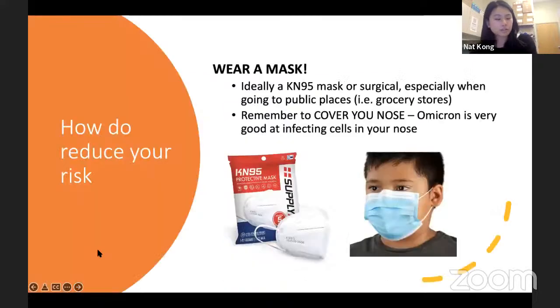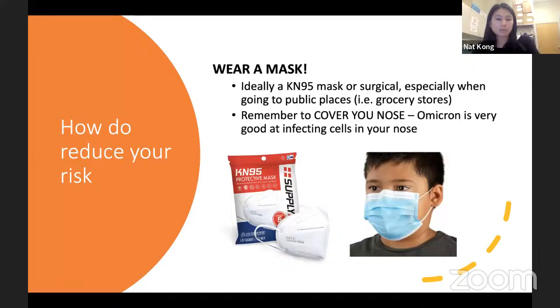How else can you reduce your risk for COVID? Wearing a mask. This has been with us since the beginning, and it's not really any different. I will say that, if possible, wear a KN95 mask. I know the teachers all have them, and they are available online. I have mine right here, and I got it on Amazon. And if not a KN95, at least consider getting a surgical mask for you and your child and your family. It's important to wear, especially in public places, like a grocery store. And remember to cover your nose, okay? Like I said earlier, Omicron is very good at infecting the cells in your nose. So just remember to keep that covered.